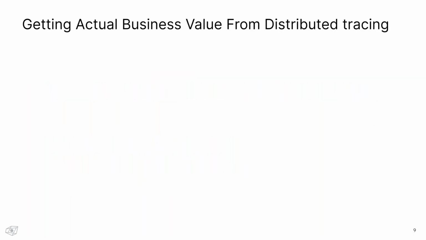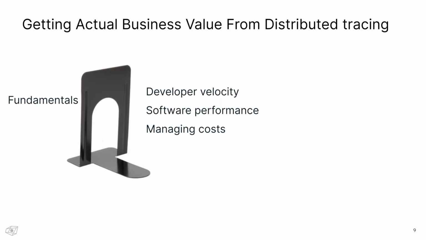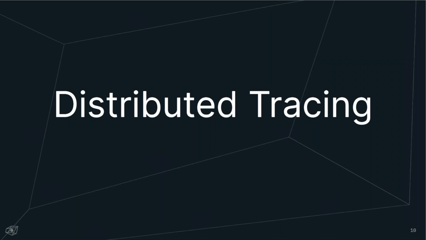So how do you get business value from tracing and, by extension, observability? There are three things I want to talk about here. We're going to bookend this between these fundamentals and deploying tracing. You're going to see value in developer velocity, in software performance, and in managing cost. We'll talk about the fundamentals of these first.